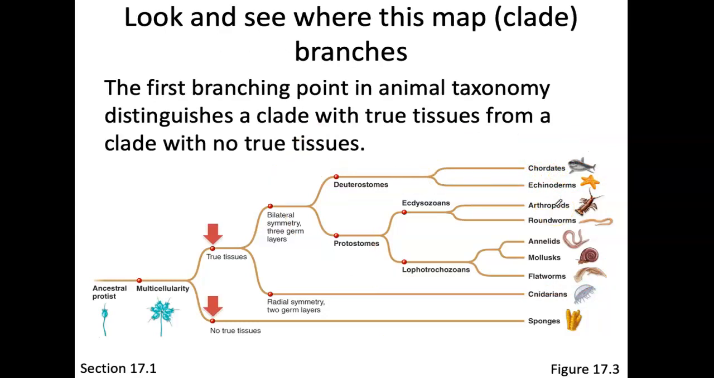Okay, the first branching point that we're looking at that I was telling you about is about tissues. And as I said, the only one without true tissues are the sponges. So all the cells that make up the sponges are sort of individual little cells living in a colony, and they sort of do their own thing, but they're not collaborating with each other in a true way to perform one particular function.